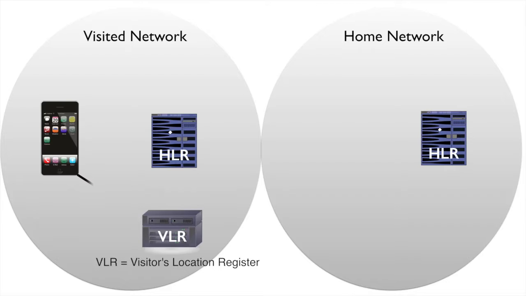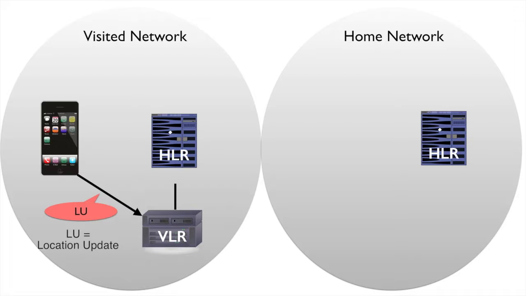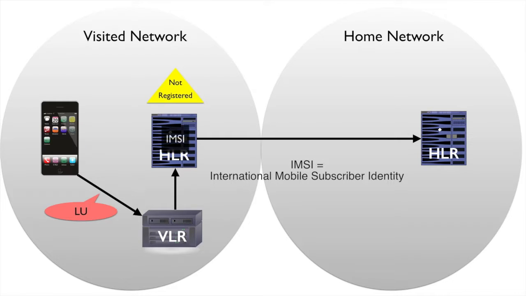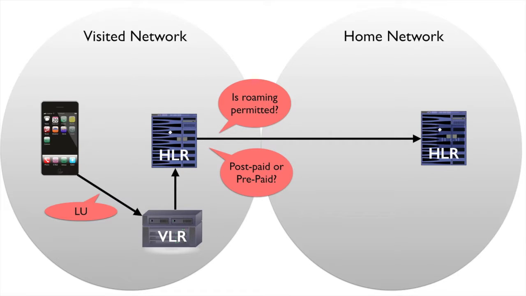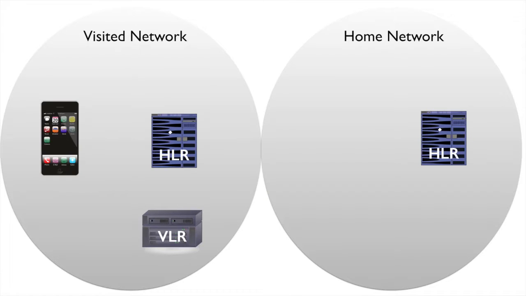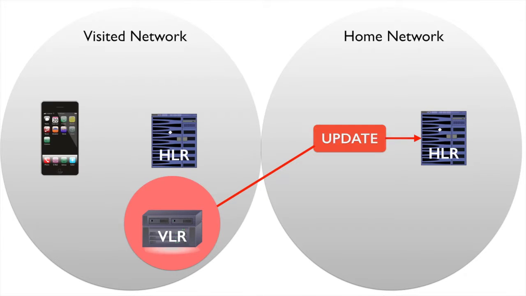If a roaming agreement does exist, the visited network establishes that the handset is not one that is registered and attempts to identify its home network. The visited network uses the IMSI to identify the subscriber. The visited network contacts the home network and requests whether or not the subscriber is allowed to roam and whether that subscriber has a postpaid or prepaid profile. The home network updates its location information on the subscriber so that any incoming calls to that subscriber can be correctly routed.